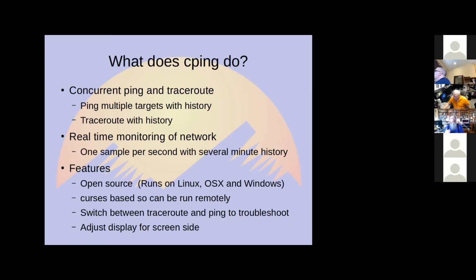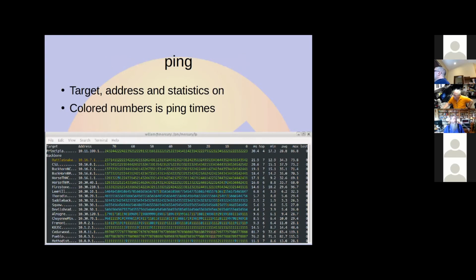If you are trying to troubleshoot a particular location, you can basically switch back and forth between traceroute and ping to see where it is. You have a record going back, probably about 5 minutes or so, that shows you what's been going on in the network. So this is what a typical ping screen looks like.